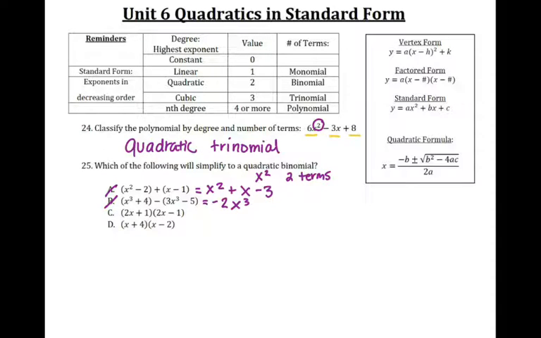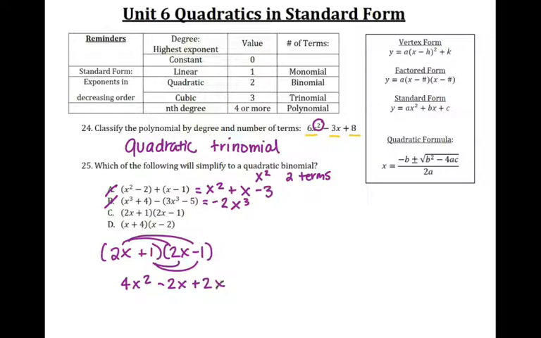For letter C, I'm going to go ahead and multiply it out. I do need some space for this, so I'm writing it at the bottom. I'm going to go ahead and distribute. You can also multiply using the box method if that's your preferred method. But 2x times 2x is 4x squared. 2x times negative 1 is negative 2x. 1 times 2x is 2x. 1 times negative 1 is negative 1.